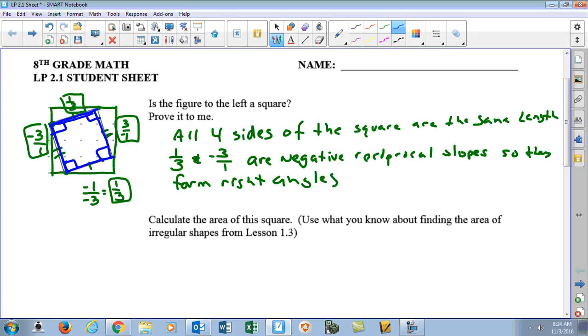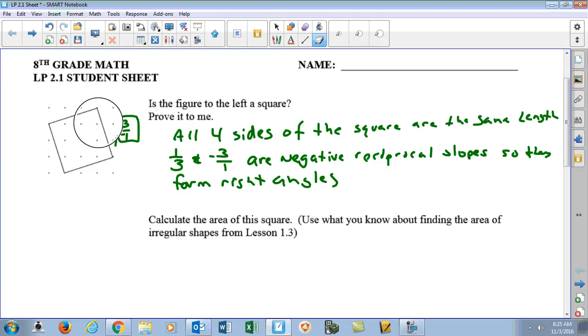That's your proof. So again, because 1/3 and -3/1 are opposite reciprocal slopes, they form right angles of each other at all four sides. And that's how we can prove it instead of just saying it because we know that. All right. So I want to take this out of the equation here because I want to go back to just looking at the figure now.